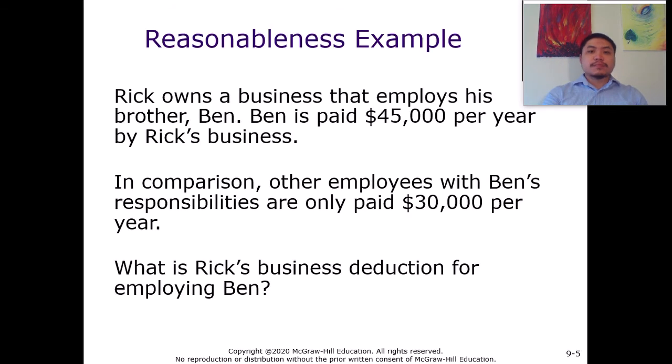All right. So let's look at this example. This example is an example of reasonable amount. Right? So it says Rick owns a business that employs his brother Ben, and Ben is paid $45,000 per year by Rick's business. In comparison, other employees with Ben's responsibilities are only paid $30,000 per year. So what is Rick's business deduction for employing Ben?